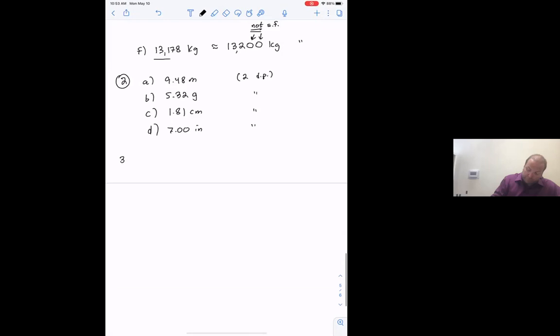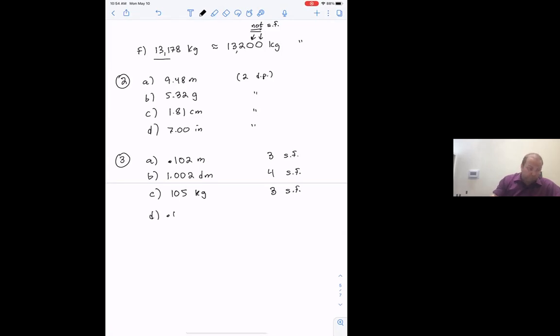Question number 3. Determine the number of significant figures in the following measurements. So A, 0.102 meters. Well, 1 and 2 are significant automatically, 0 sandwiched in between, so we have 3 significant figures. B, 1.002 decimeters. 1 and 2 significant, 0 sandwiched in between, 4 significant figures. C, 105 kilograms, 1 and 5 significant, 0 sandwiched in between, 3 significant figures.